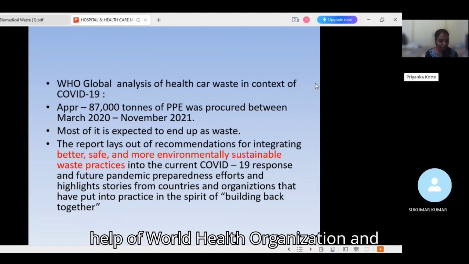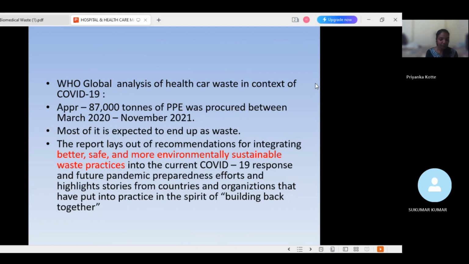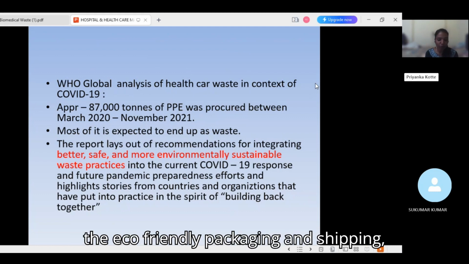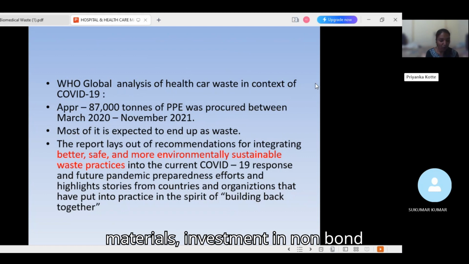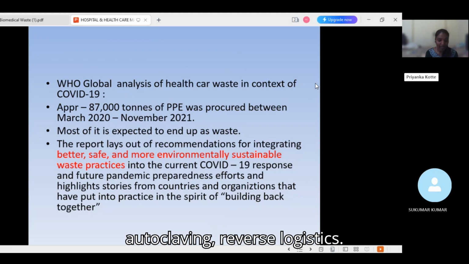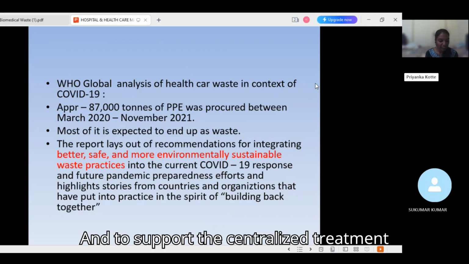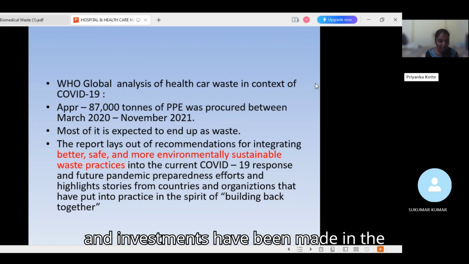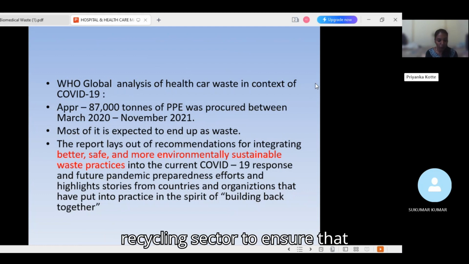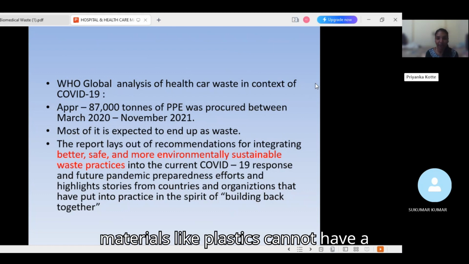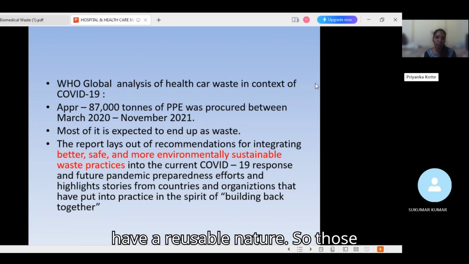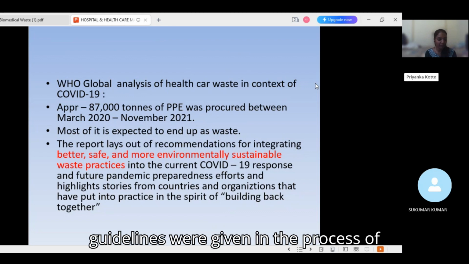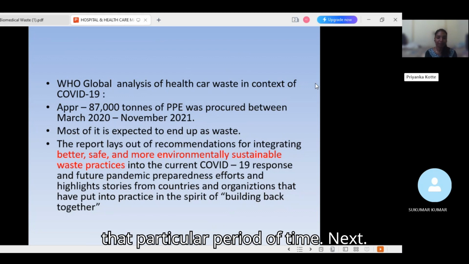So that was made with the help of the World Health Organization. The recommendations include using eco-friendly packaging and shipping, safe and reusable PPE, recyclable and biodegradable materials, investment in non-burn waste treatment technology such as autoclaving, reverse logistics, support for centralized treatment, and investments in the recycling sector to ensure that materials like plastics can have a second life. So which kinds of material can be reused and which cannot have a reusable nature, those guidelines were given in that period of time. Next.